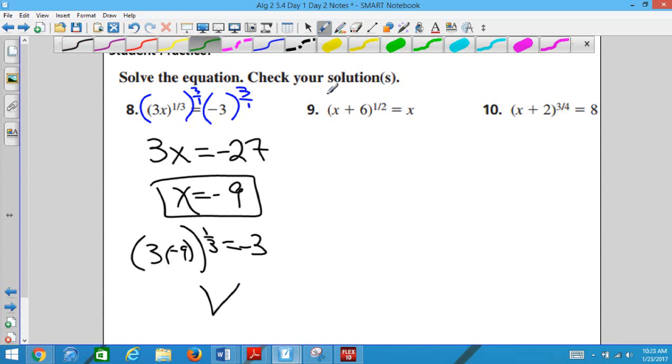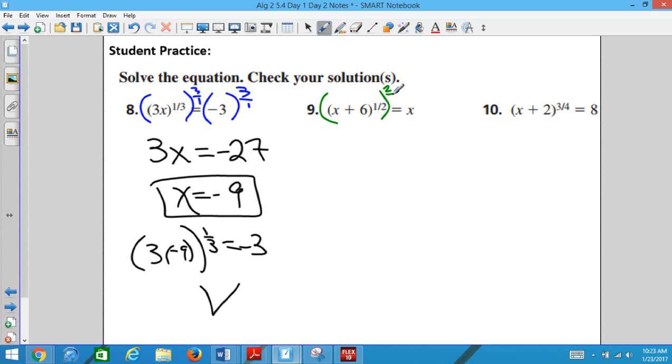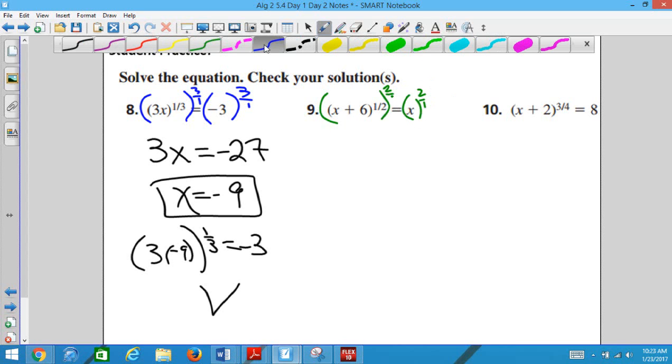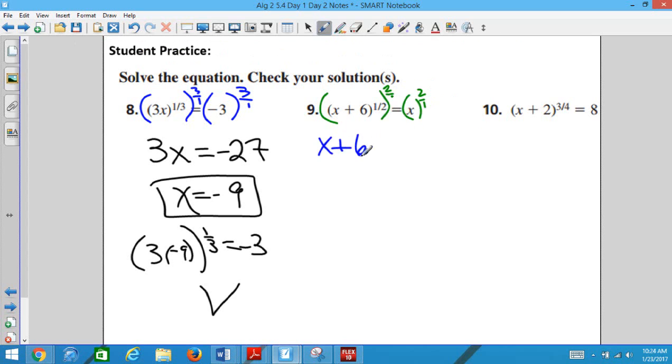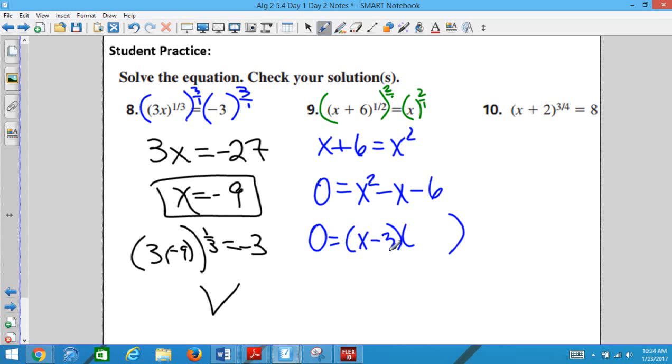The second one, I'm going to raise both sides to the 2/1 power. So I'm going to get x plus 6 equals x squared. So when there's an x squared, we have to make it equal to 0, and factor or use the quadratic formula. x minus 3, x plus 2. So we get x equals 3 or x equals negative 2. And you go and you check them.